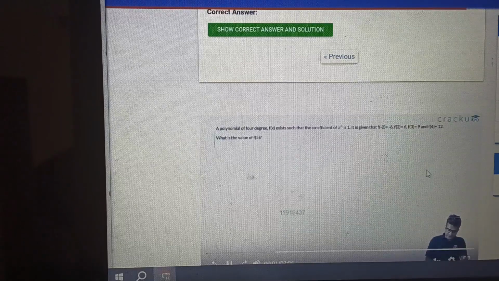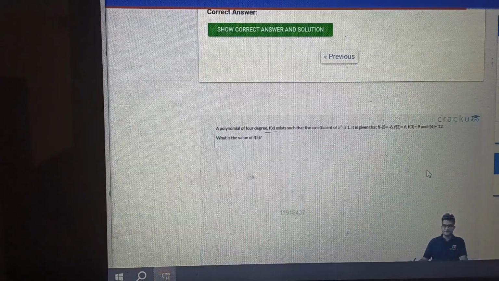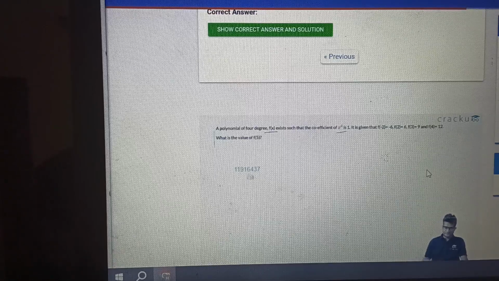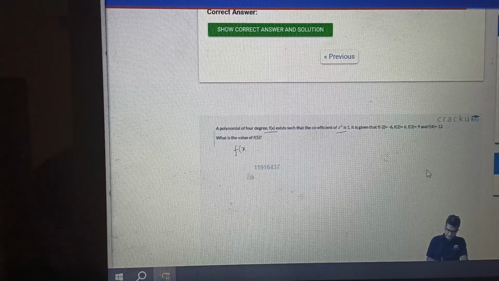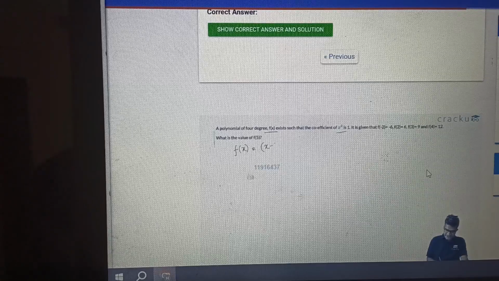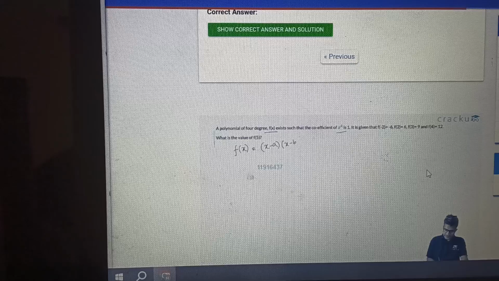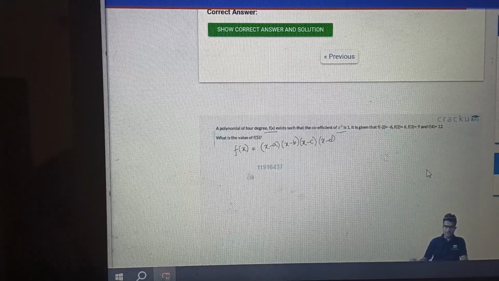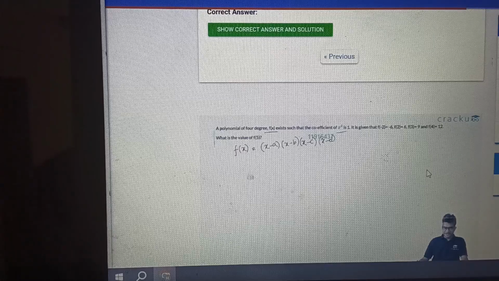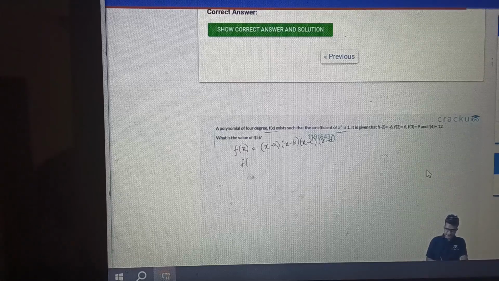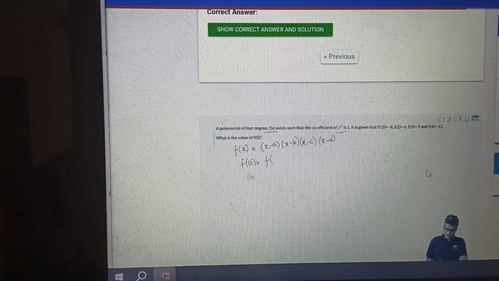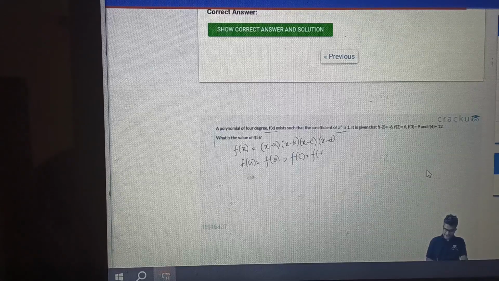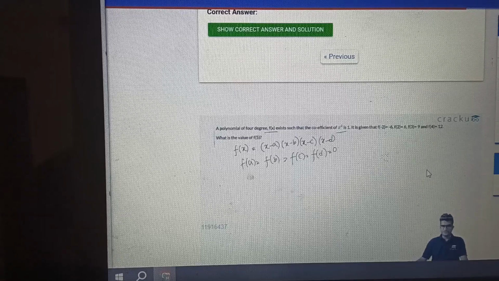Equation: we are told that there is a polynomial of 4th degree, which is f of x, and the coefficient of x to the power 4, that is the highest power of x, is 1. So f of x is of the form (x minus a)(x minus b)(x minus c)(x minus d) for some 4 roots a, b, c and d, and f of a equals f of b equals f of c equals f of d, and all of this will be equal to 0.